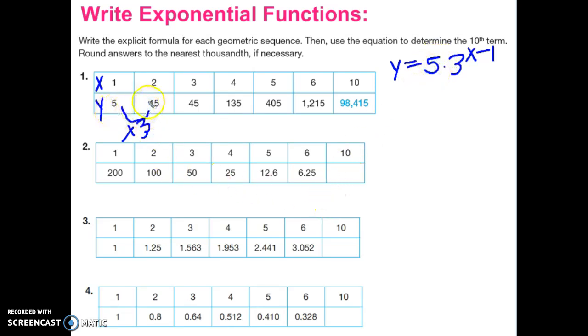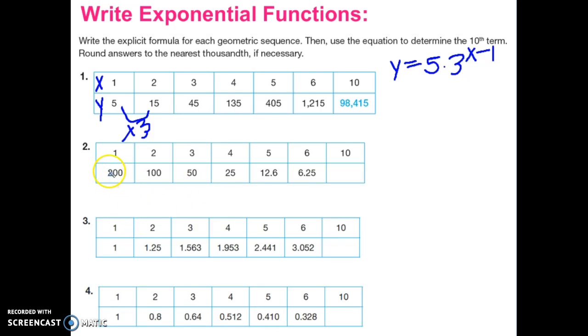So we have exponential because we're multiplying. It's growth, obviously, because we're getting bigger. And the equation that I'm writing is the first number you start with, what did you multiply by, and in this case it's x minus 1 because it's 1 less than the term number.